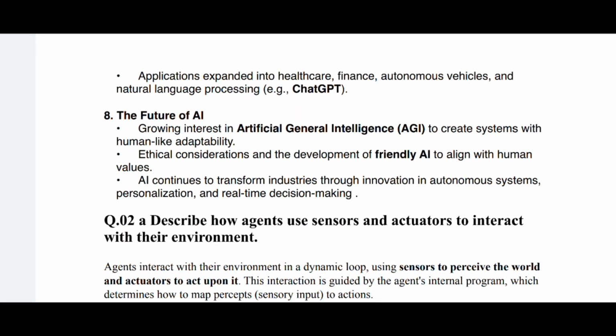The future of AI. How can we think about the future of AI? There is growing interest in creating AI systems with human-like adaptability, ethical consideration, friendliness and alignment with human values, contributing to transforming industries through innovation, autonomous systems and personalized real-time decision making. Right now not everyone is using AI, only students, innovators and research centers; large research centers mainly have the AI models and algorithms.